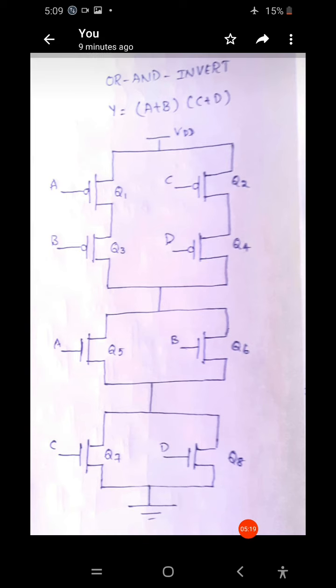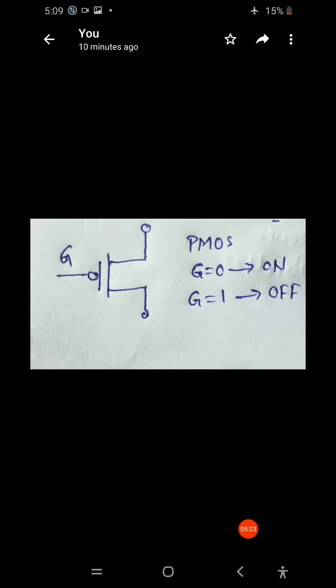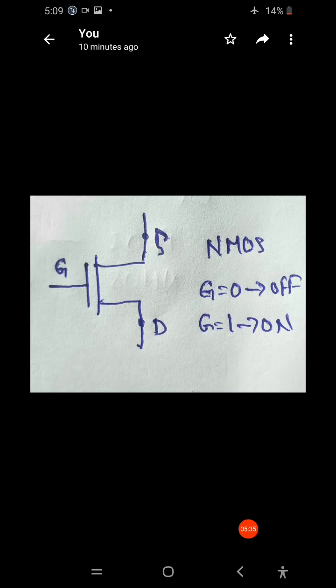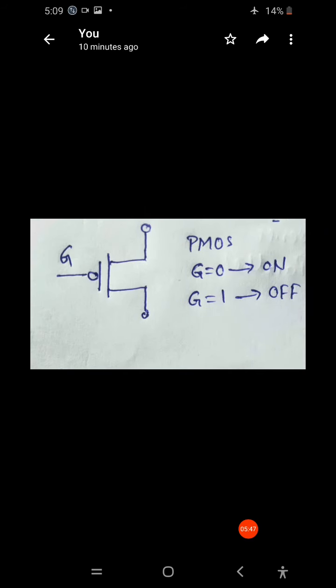Coming to the truth table, it can be written based on these two conditions, right? For PMOS transistors, whenever we apply gate equal to 0, PMOS will be on. Whenever we apply gate equal to 1, the PMOS transistors will be off. Similarly for NMOS transistors, whenever we apply gate equal to 0, it will be off, and whenever we apply gate equal to 1, it will be on. In this way we can write the truth table.